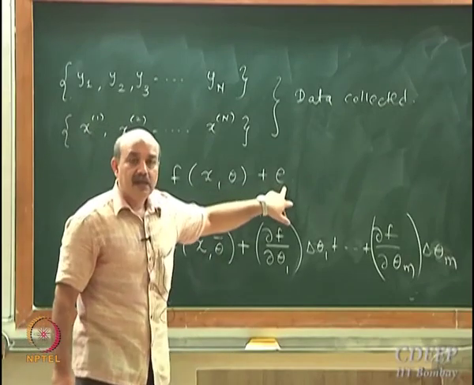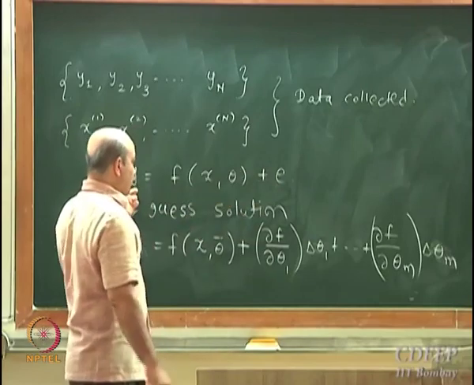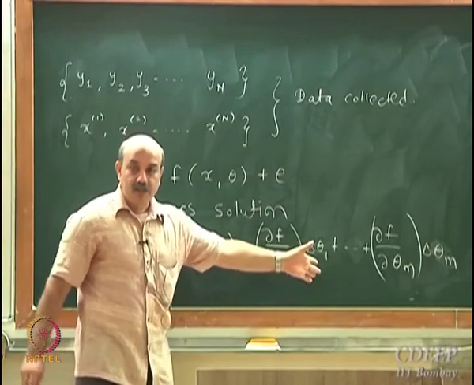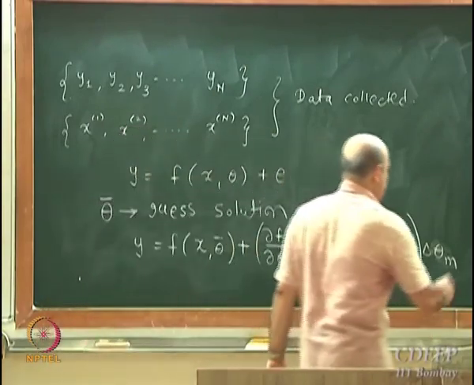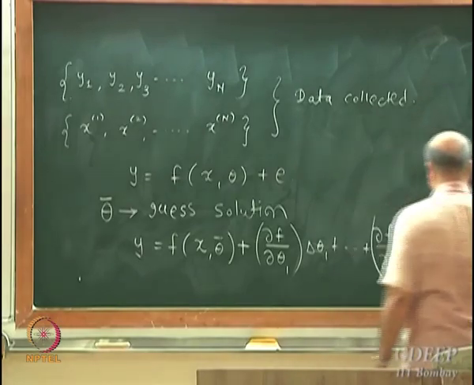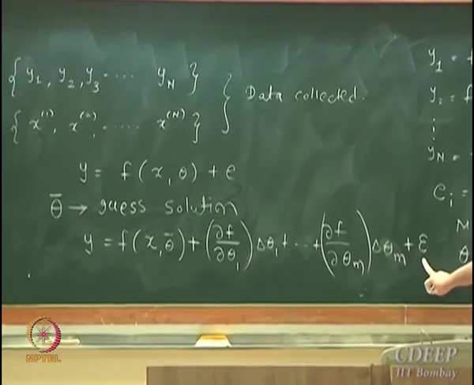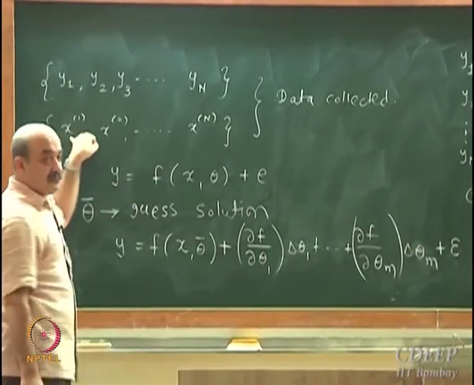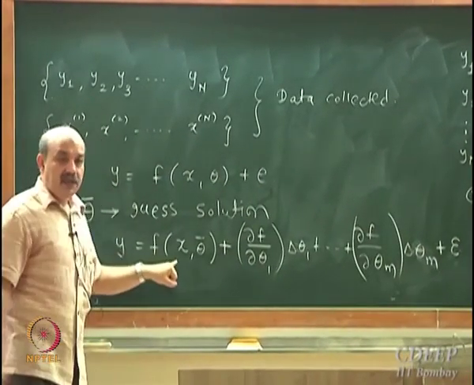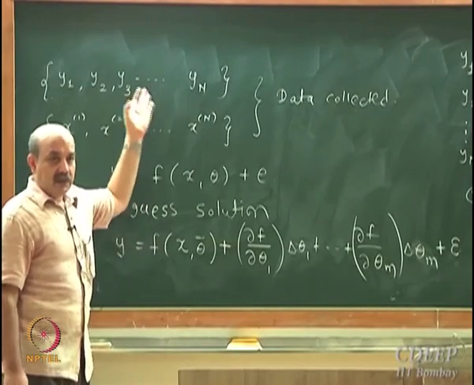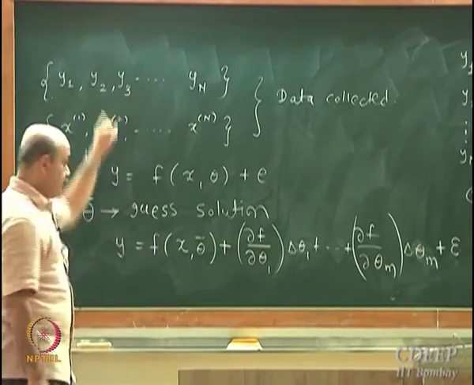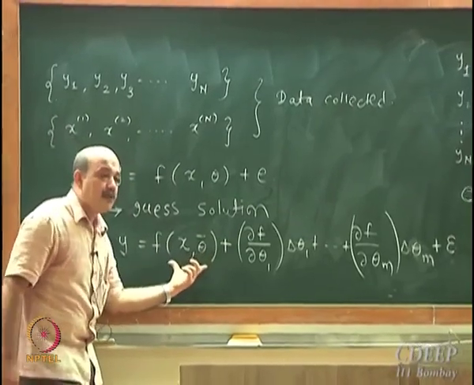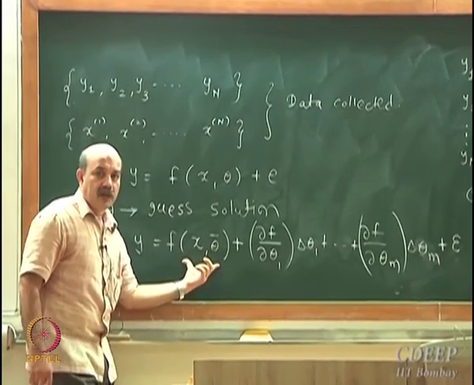Now this e here was defined when the model was exact. Now I'm approximating the model, so I'm going to replace this by a term epsilon. Just remember, this data x is known to me, I have collected the data. Y is known to me. If x is known to me and if I have a guess theta, this value is computable. This is a known value.